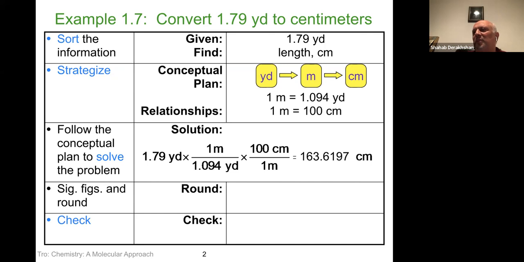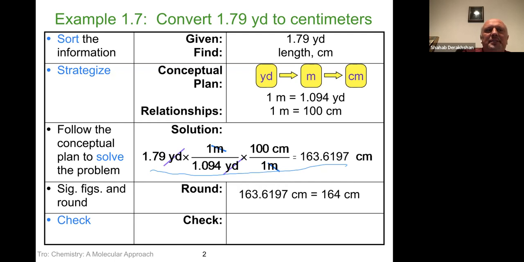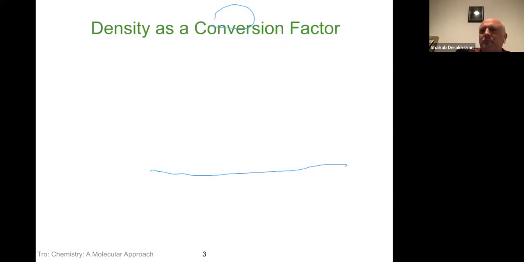You know that 1 meter is 100 centimeter. And you apply them in proper fashion as shown in the solution section, and you solve your problem by unit conversion and dimensional analysis. At the end, we rounded to 3 significant figures because we had 3 significant figures. And you can also check that there are more centimeters than yards.